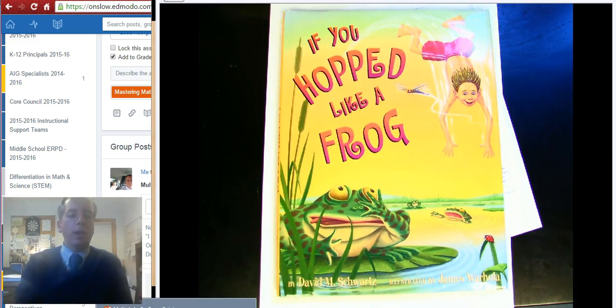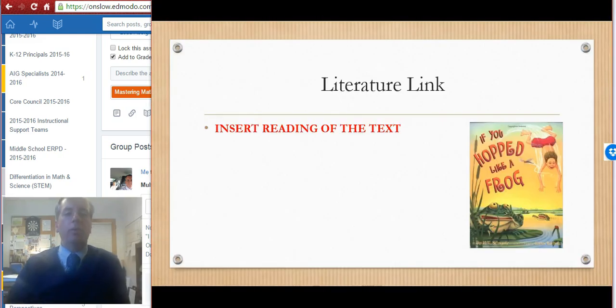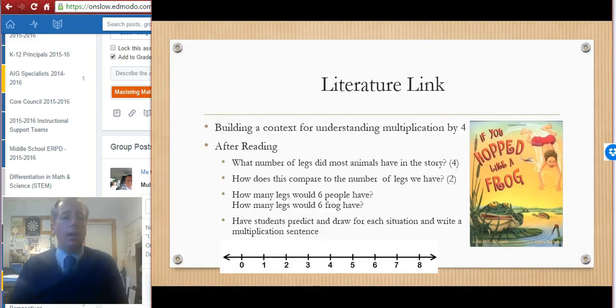So let's think about that in terms of where we are. And again, we're trying to build this context for multiplying by 4. As we went through, we're asking kids, what number of legs did the animals have? So they would have created this chart. The number of legs that most animals had was 4, and we could go back through and get those. We'd like to compare that to the number of legs that we have, which is obviously 2.